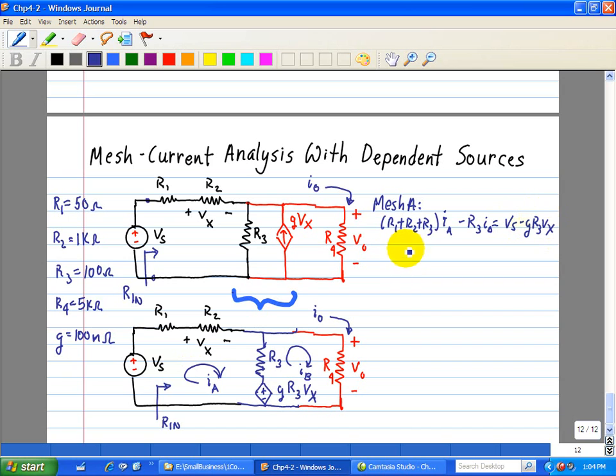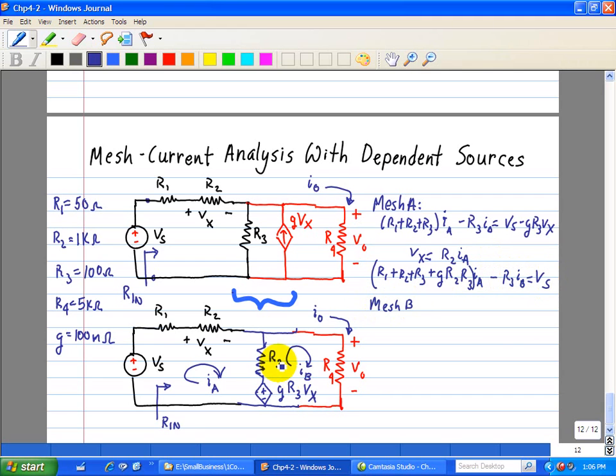But we can substitute. We note that Vx is just R2 times IA, since R2 is in part of this loop of IA. Substituting Vx into this equation, we have R1 plus R2 plus R3, and then substituting R2 IA in this equation, and we put it in the other side, that's just plus G R2 R3 times IA minus R3 IB is equal to VS. So that's for mesh A.